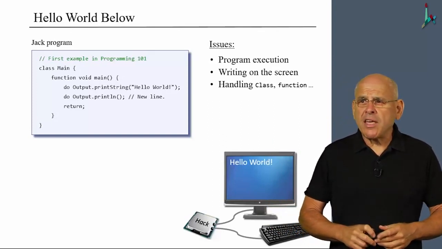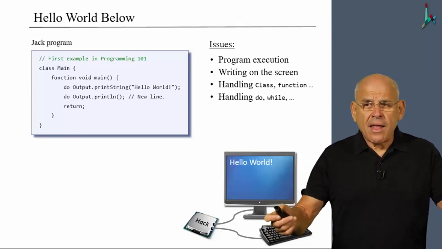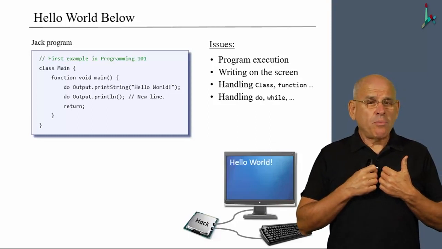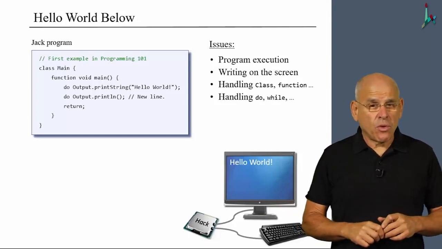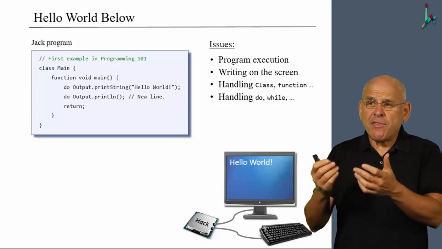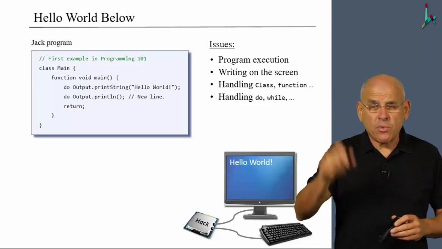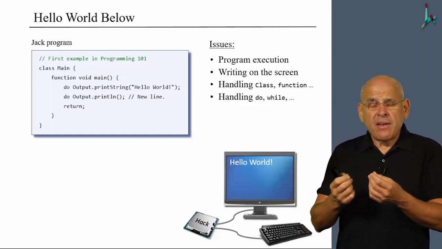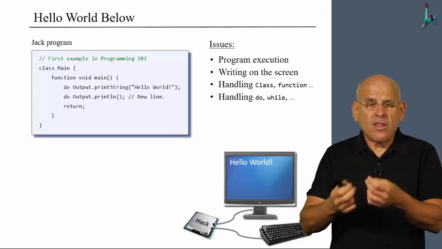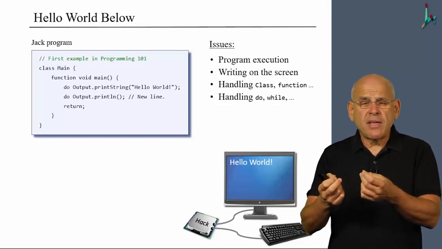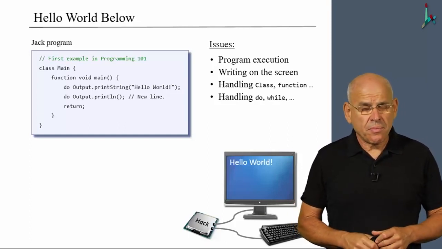And what about keywords like class, function, do, while? I mean, we know exactly what we want the computer to do when we write these words, but how does the computer figure out what to do with them? How does it actually even parse our code and understand where these words are located? And even if it understands that it found a while, and that while is supposed to signify a loop, how does the computer know how to execute this loop?